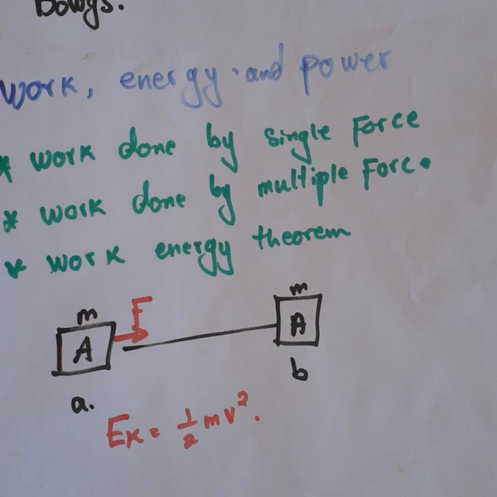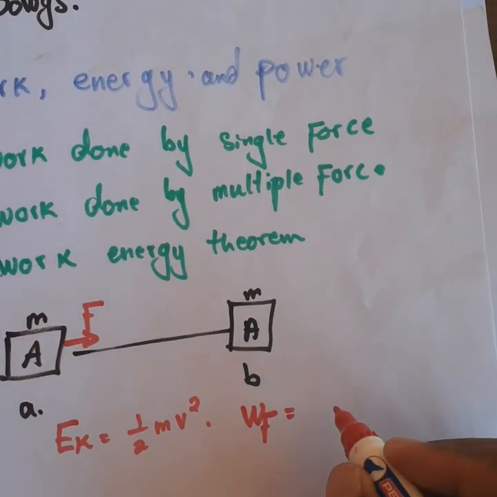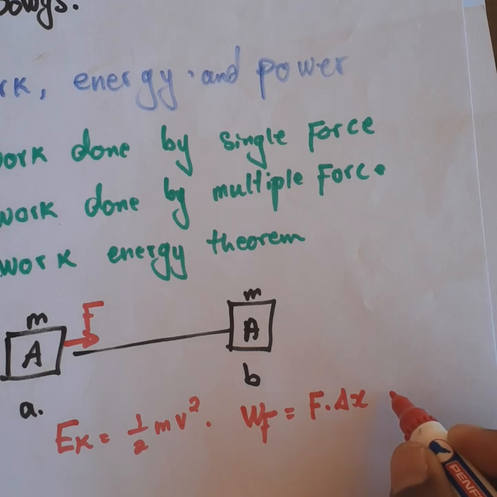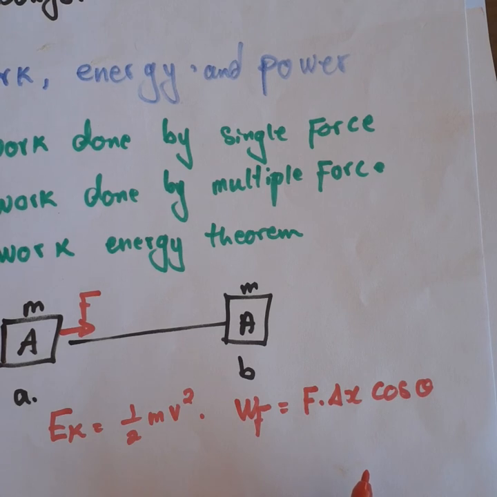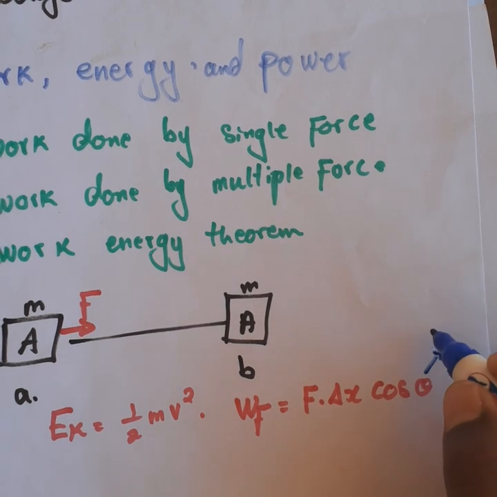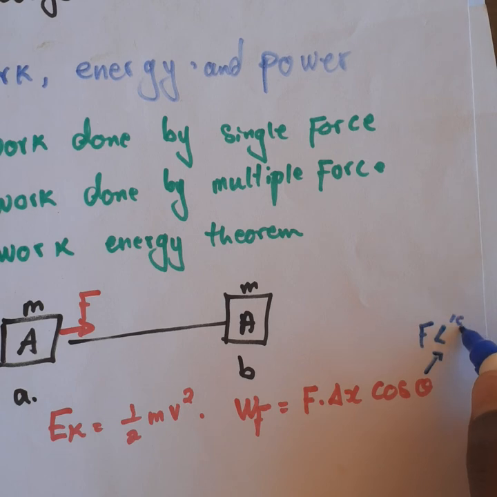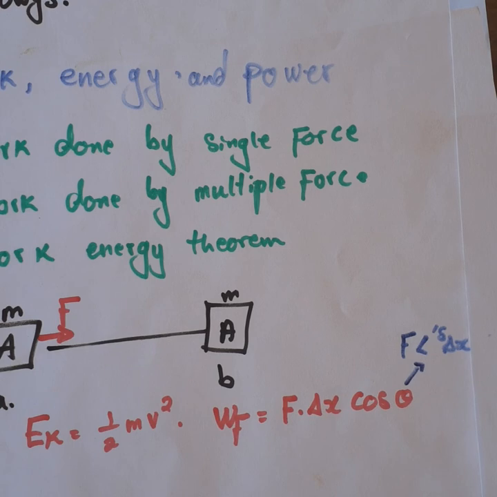We want to calculate that work in terms of the force. The work done by the force is given by the magnitude of that force multiplied by its displacement multiplied by the cos of angle theta, where angle theta is the angle between the force applied and the displacement, change in x.